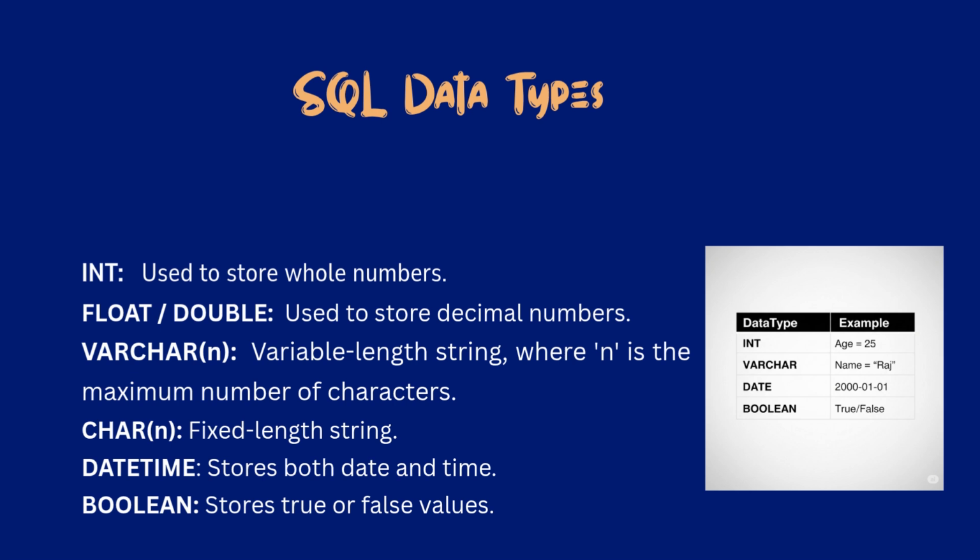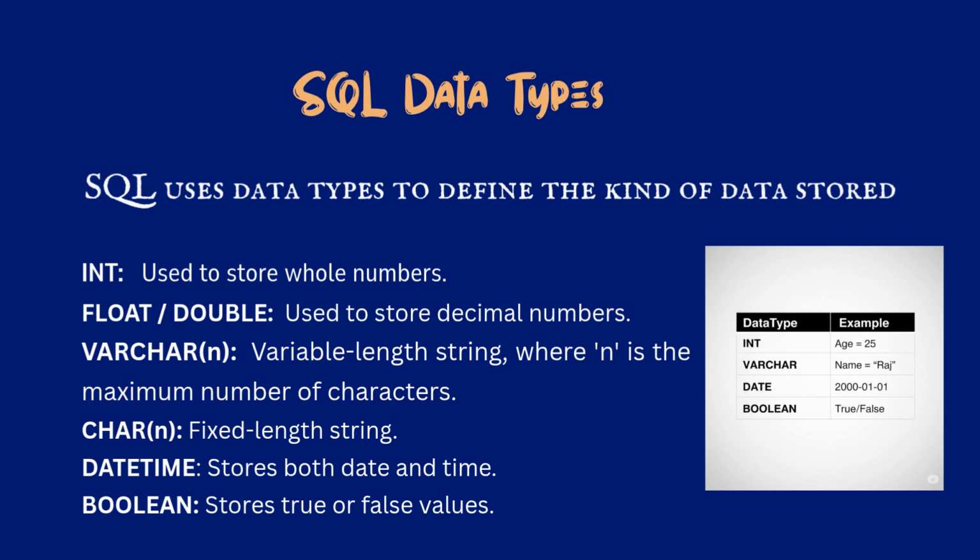Now let's talk about SQL data types. Each column in a SQL table must have a data type. This tells the database what kind of data will be stored in that column. Here are the most common data types. INT, used to store whole numbers. FLOAT, DOUBLE, used to store decimal numbers.